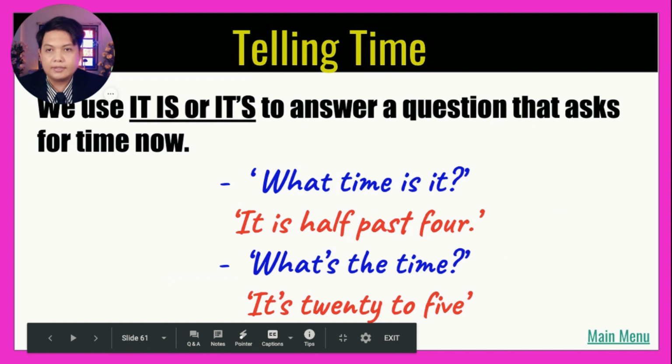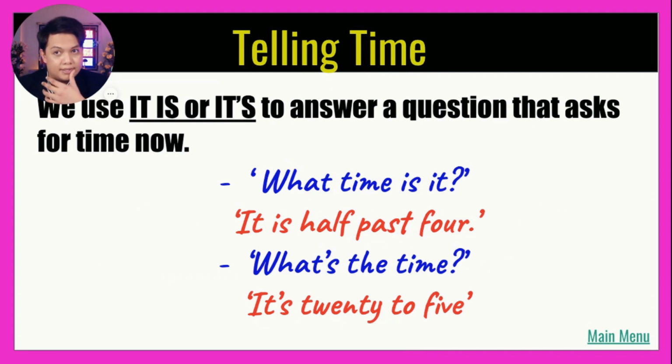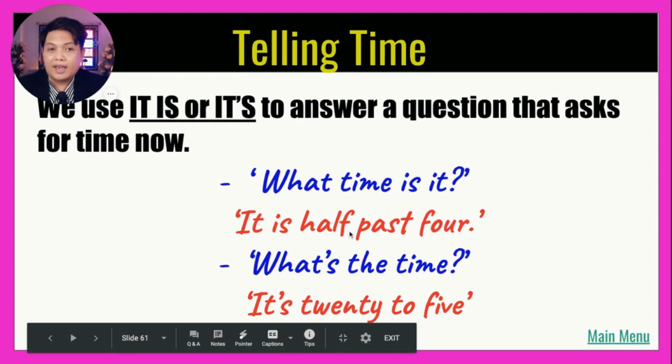Next, we use it is, or it's, to answer a question that asks for the time right now. For example, I ask you, what time is it? You could answer, it is 4:30. Or you could say, what's the time?